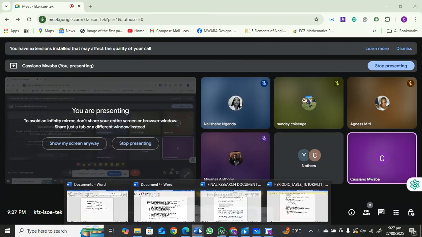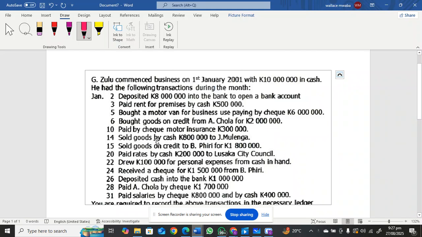Okay, so as I said, we're looking at this transaction here. Sold goods on credit to B Piri for 1,800,000. The type of transaction going on here is a credit sale. The two accounts involved are the sales account, which is a revenue or income account, and B Piri, who is now our debtor or trade receivable because he's owing us money. We sold goods to him on credit. He hasn't paid us any money. So he's owing us money, so he's an asset.